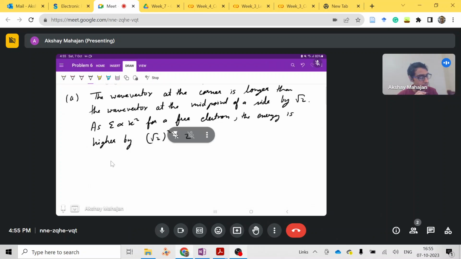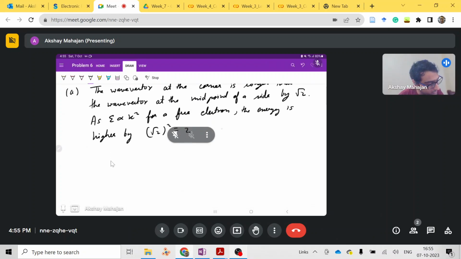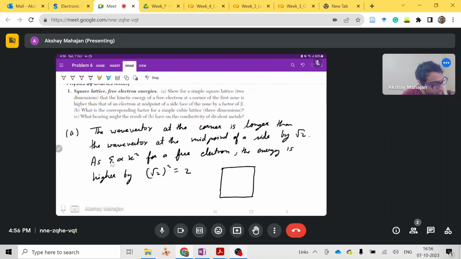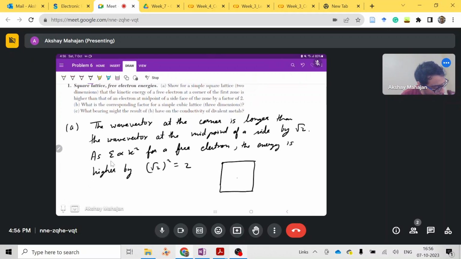Alright, so this is quite simple. You can see that if you have this square lattice, what it is saying is that you have a midpoint at one of the sides. We have a simple square lattice, with a midpoint at one of the faces, which is one of the lines, and then you will have a k vector at the corner as well.